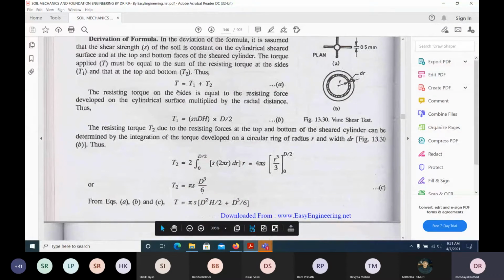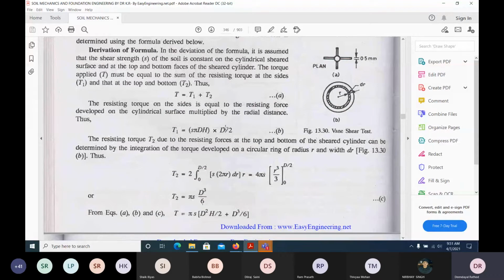Here if you see this formula, anyway we'll check what it is exactly. So in the derivation of the formula, it is assumed that the shear strength S of the soil is constant all along the shear. Then the torque applied T must be equal to the sum of the resisting torque at the sides T1 and that at the top and bottom T2. That means we have these vanes at the top and the bottom, right? So that's what it is showing. The resisting torque on the side is equal to the resistance developed along the cylinder.